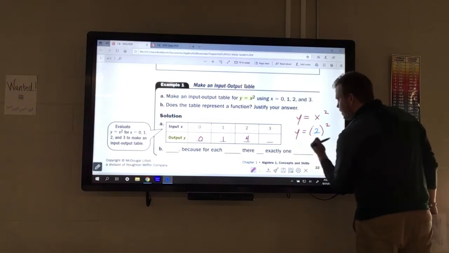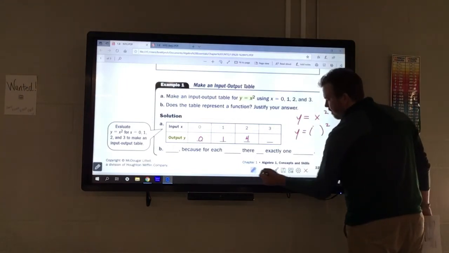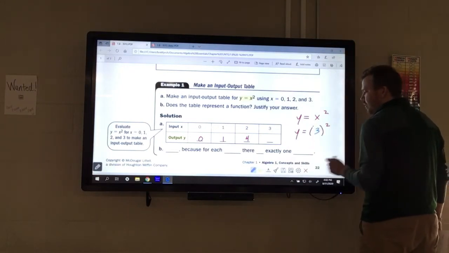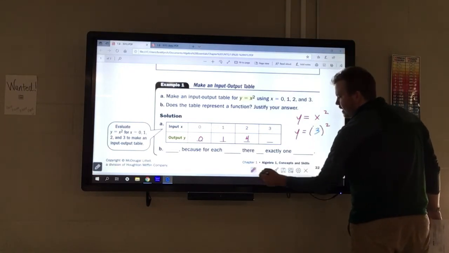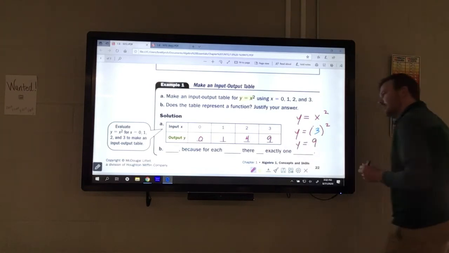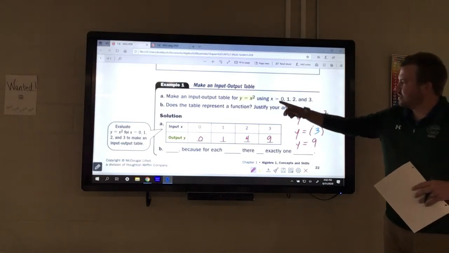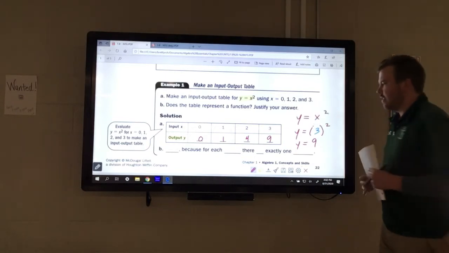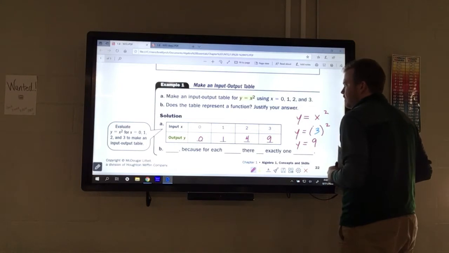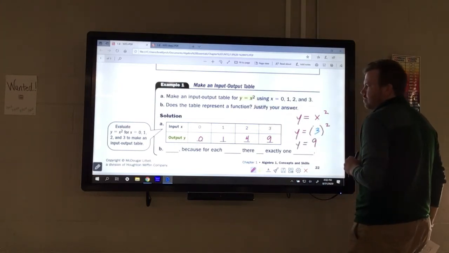And the last one they want us to evaluate is when x is equal to 3. So when x is equal to 3, my y is equal to 3 squared, or 9. So what just happened is they gave us inputs, and we used the function y is equal to x squared to find our outputs.